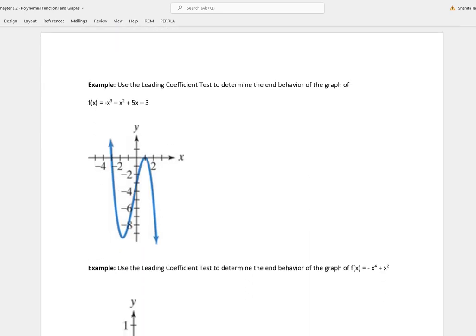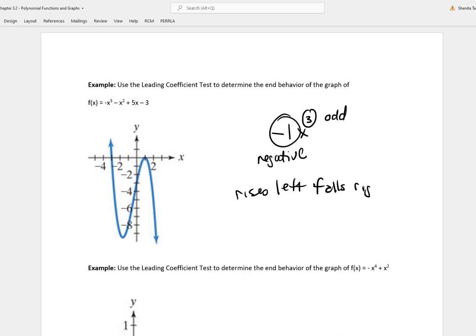In this next one, we have negative x cubed minus x squared plus 5x minus 3. This is the leading term. This is odd, and this is negative. So if it's odd and negative, that means it rises left, falls right. Rises left, falls right. And as you can see, that's in the picture. This rises left and it falls on the right hand side. So rises left, I'll write it on here, rises left, falls right.